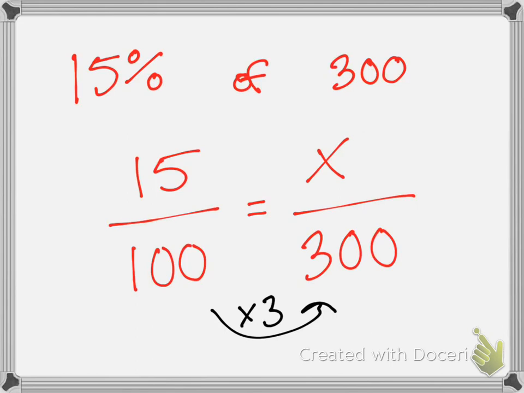So, what we do to one, we do to the other. We multiply this one times 3. Lucy, what's 15 times 3? So, our x equals 45. Excellent. So this works all the time whenever we have a problem that can have easy multiplication.